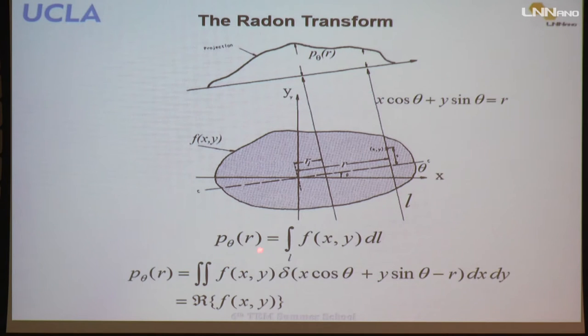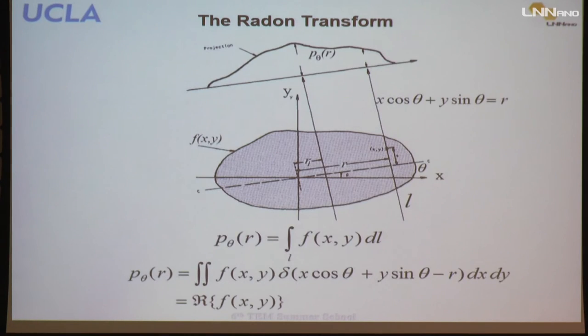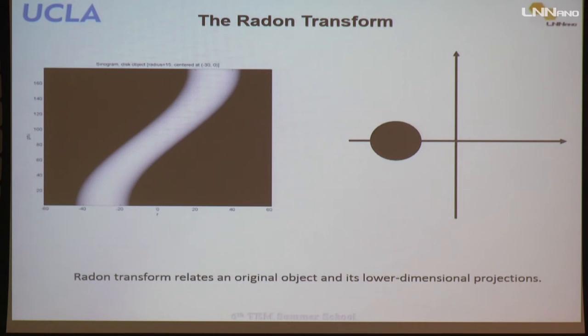For example, for angle theta, the projection of this object in theta direction is the summation along this direction. And in this object space, this is X and Y coordinate. And this projection space, that's Radon space, the objects are defined in theta and R. So 2D objects are transformed to 2D objects with theta and R. So let me give a more specific example. The mathematical thing can be a little bit confusing, so this is a real example.